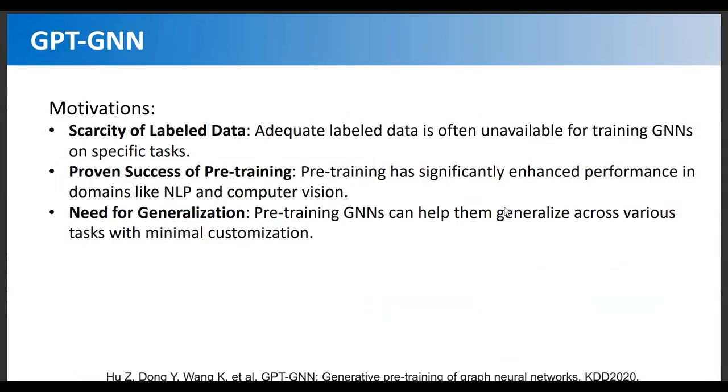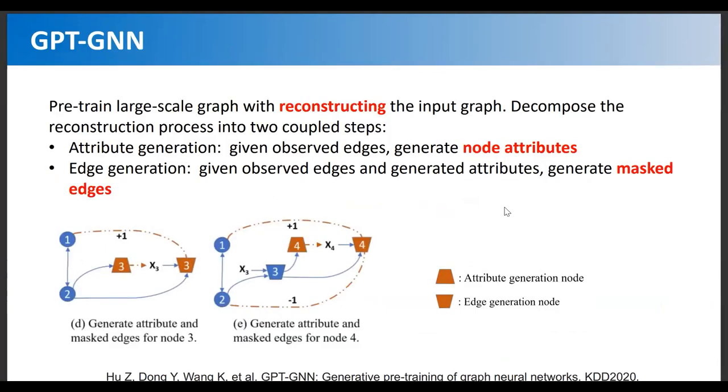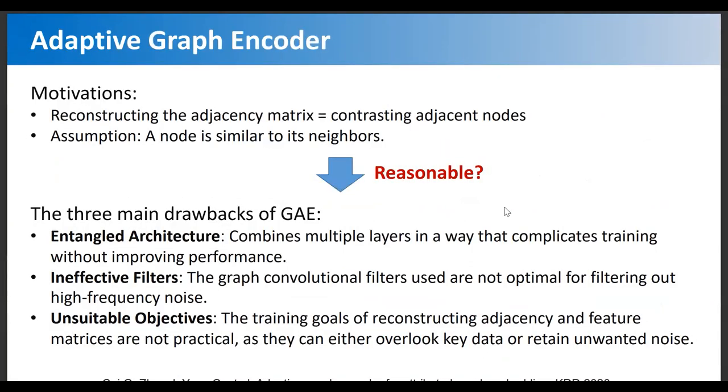GPT-GNN is an early exploration towards this direction. In GPT-GNN, they will reconstruct node attributes and mask the edges based on other nodes. But the question is, is reconstructing the adjacency matrix a good idea for a generative method? The idea of reconstructing the adjacency matrix is that a node is similar and only similar to its neighbors, but that may not be the case.